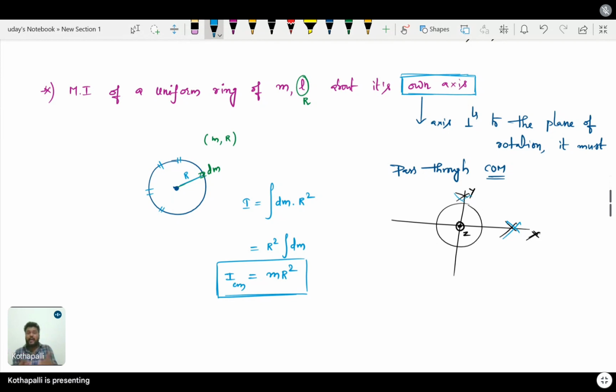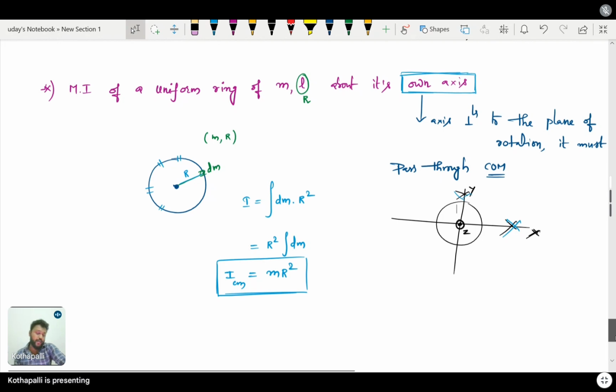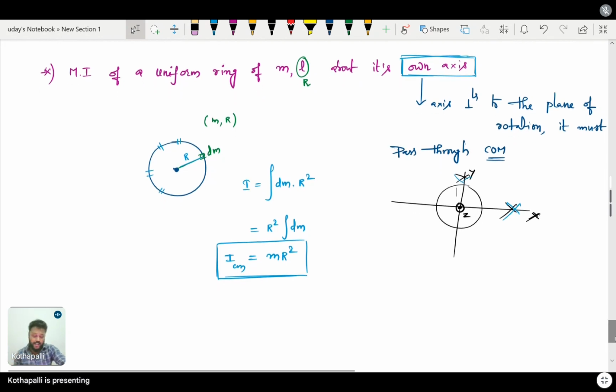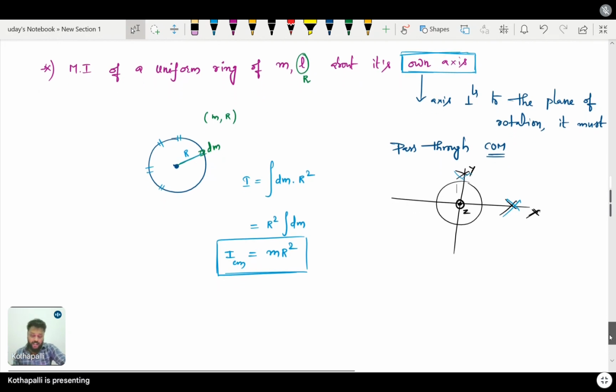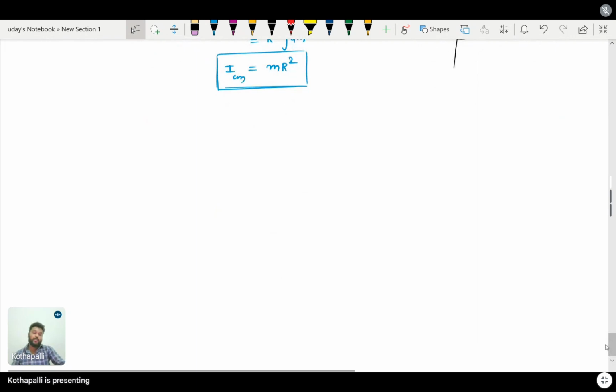Okay, so till that parallel axis theorem and perpendicular axis theorem, you just understand how to calculate the value of moment of inertia for an axis passing through its center of mass and perpendicular to its plane of rotation, which is mr square. Okay, based on the same logic, the same approach, let's do it for the case of a disk.